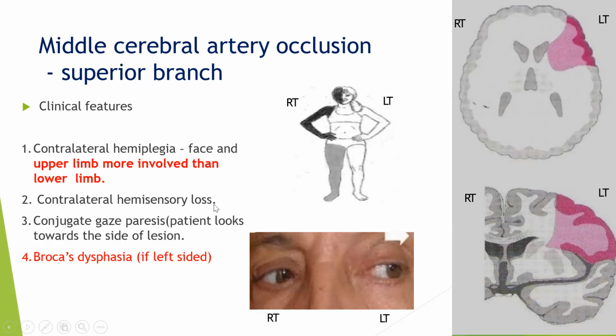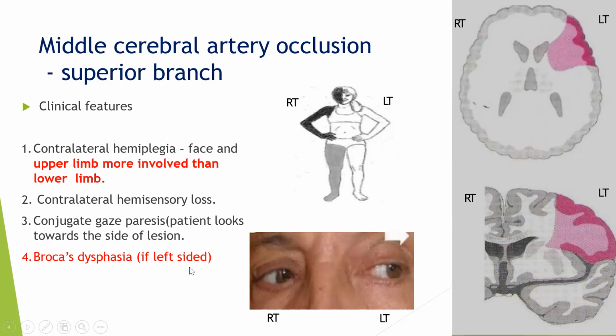Contralateral conjugate gaze paralysis. The patient looks toward the side of the lesion. So when the patient has left-side MCA territory involvement, the eyeball will rotate toward the left side. That's called conjugate gaze paralysis.